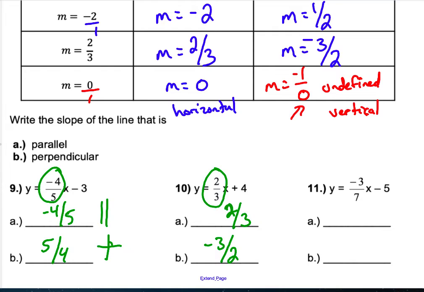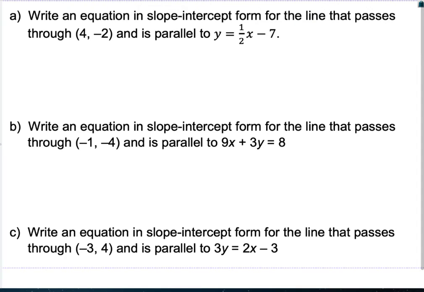Last one, my parallel slope is also going to be negative 3/7. My perpendicular is going to be positive 7/3. So the nice part is parallel is exactly the same. Perpendicular is flip the fraction and switch the sign. So opposite and reciprocal.